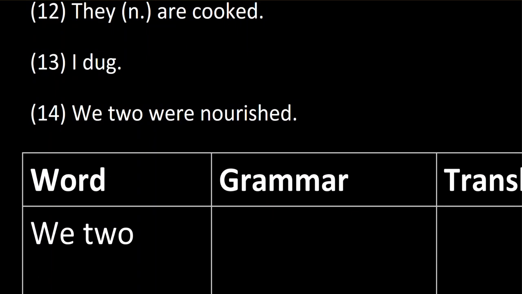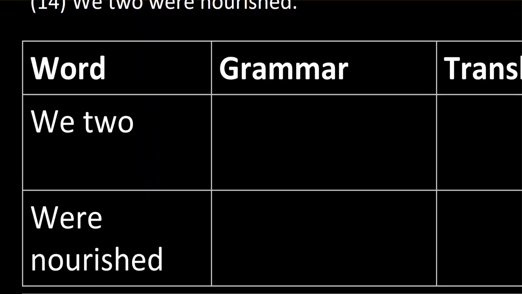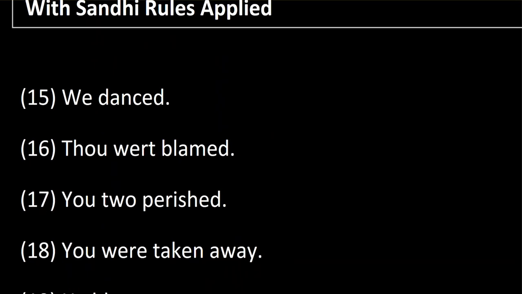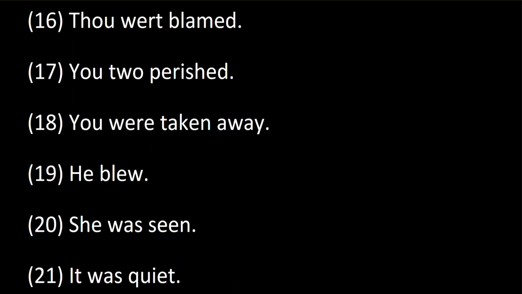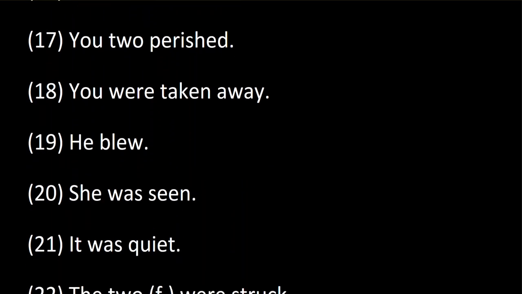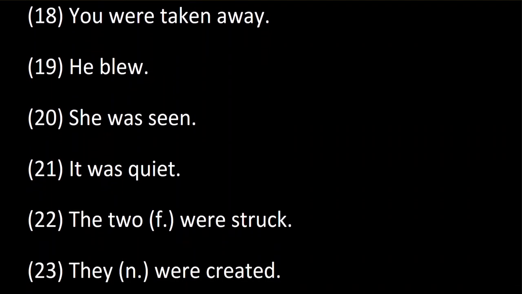Number 13, I dug. Number 14, we two were nourished. We will use this sentence as an example. And that is why the table is set up. Number 15, we danced. Number 16, thou wert blamed. That is for you were blamed, in other words. Number 17, you two perished. Number 18, you were taken away.